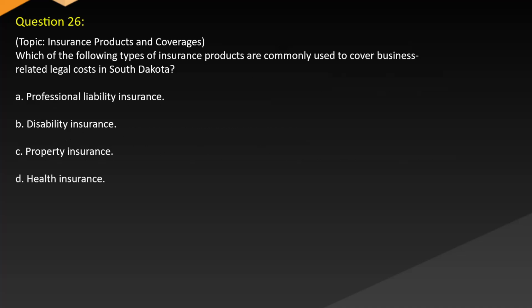Question 26. Topic: Insurance products and coverages. Which of the following types of insurance products are commonly used to cover business-related legal costs in South Dakota? A. Professional liability insurance. B. Disability insurance. C. Property insurance. D. Health insurance.